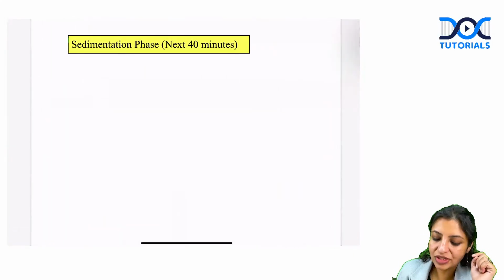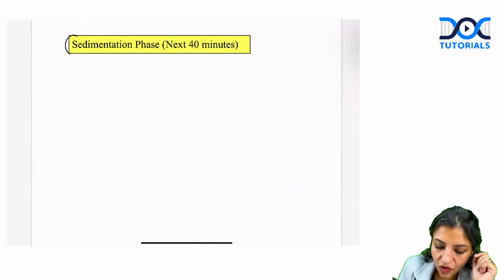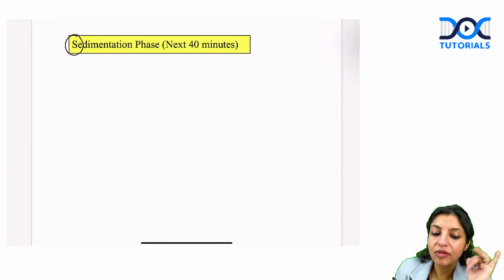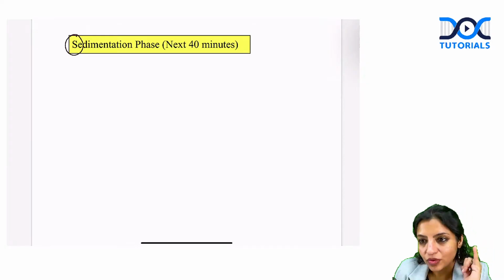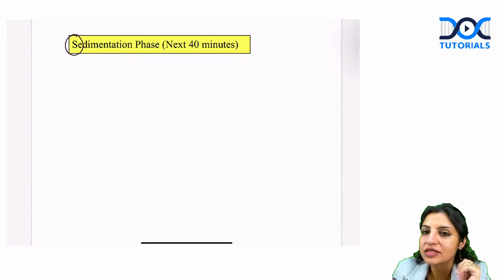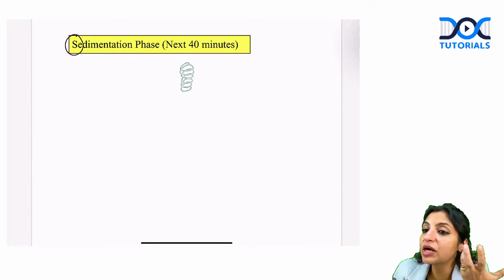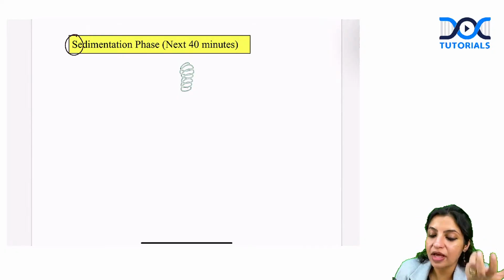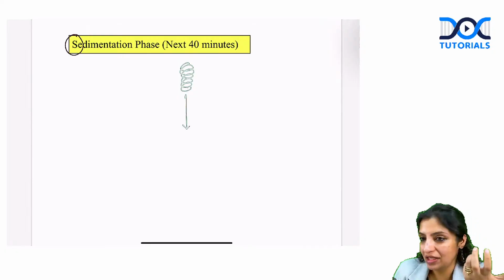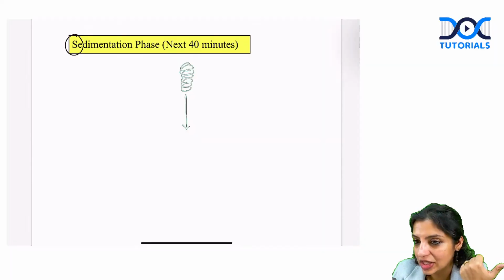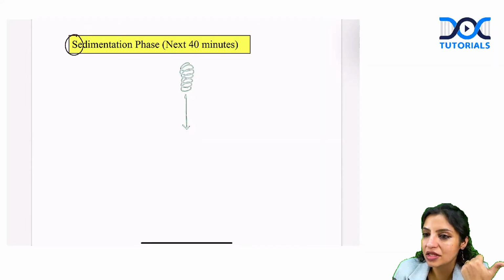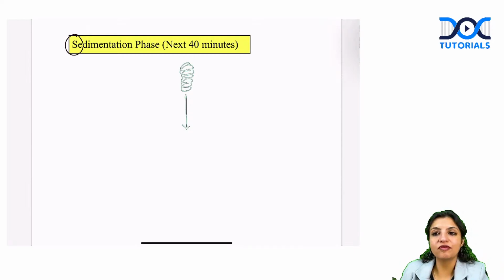The second stage is sedimentation. S for sedimentation. So remember what you have remembered: you have to ready, you have to set, and you have to pack. Sedimentation: obviously, when the RBCs have formed stacks, they have become heavier. When they have become heavier, they will fall quickly under the gravity. So that's one point you have to be very, very clear.